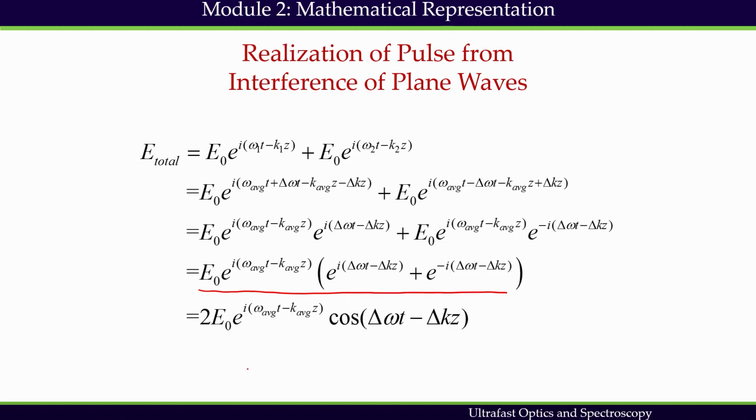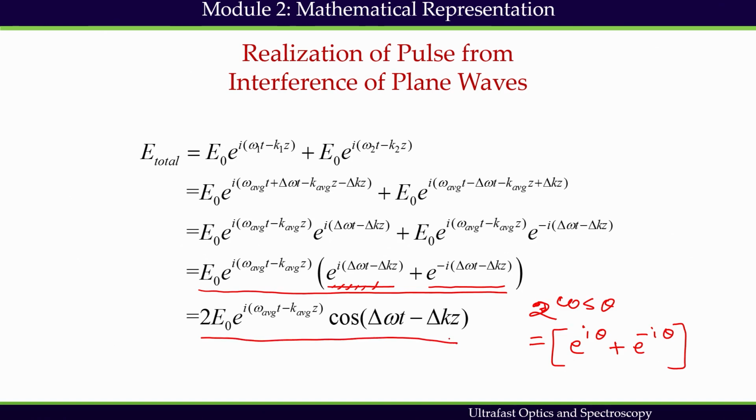And if we employ this, this part is the complex conjugate of this part. This is why we can write 2 cos theta equals e to the power i theta plus e to the power minus i theta. With this, we get this final equation.